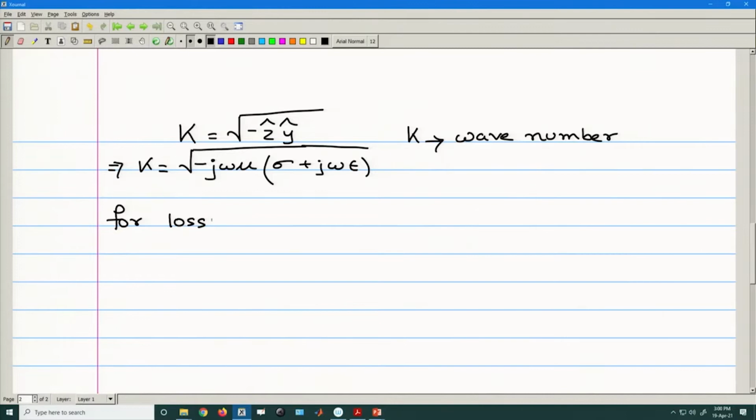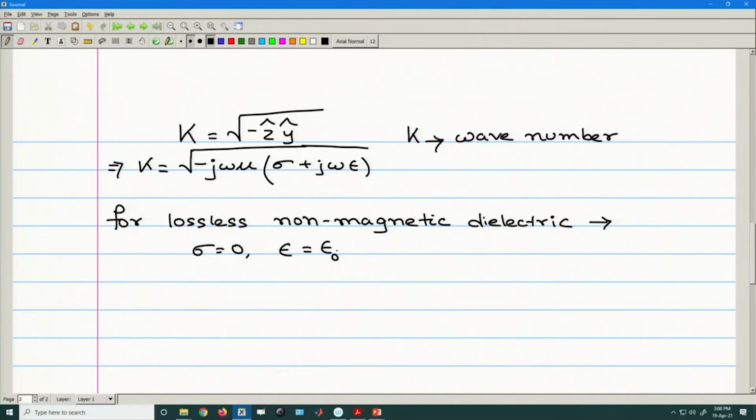lossless non-magnetic dielectric, sigma is 0, epsilon is epsilon naught multiplied by epsilon r. Therefore, the first thing that we need to prove is k.